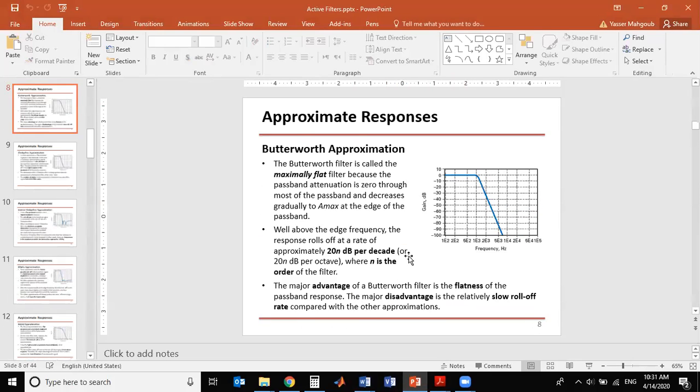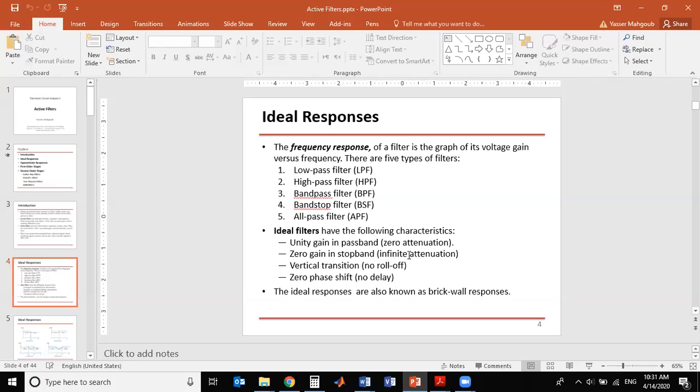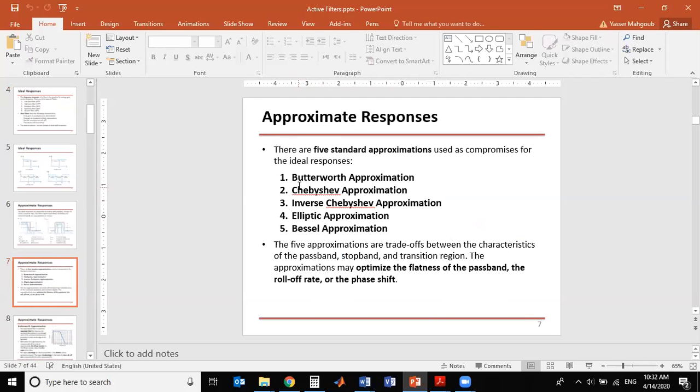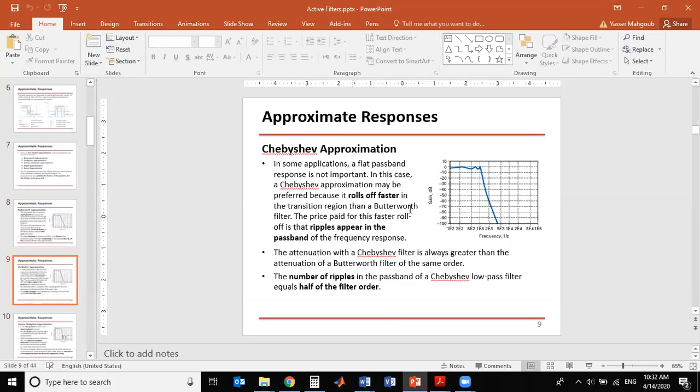Remember, this was the lecture. These were the notes of the active filter. We talked about the various types of filters: low pass filter, high pass filter, band pass filter, band stop filter, all pass filter. And we talked about how to realize them in certain approximation responses, like Butterworth, Chebyshev, inverse Chebyshev, elliptic, and Bessel. And we studied how they look in terms of the pass band, the stop band, and the transition frequency range.